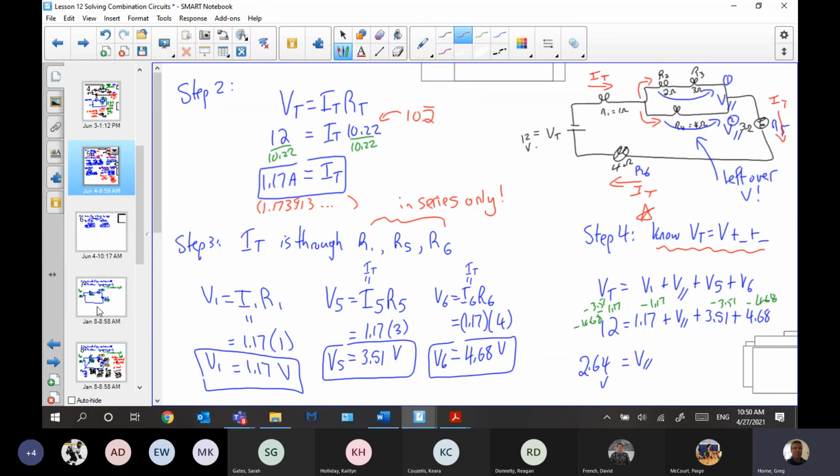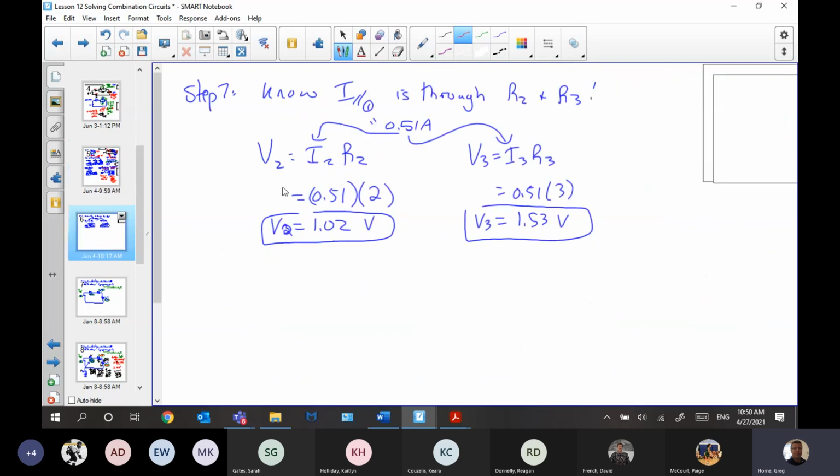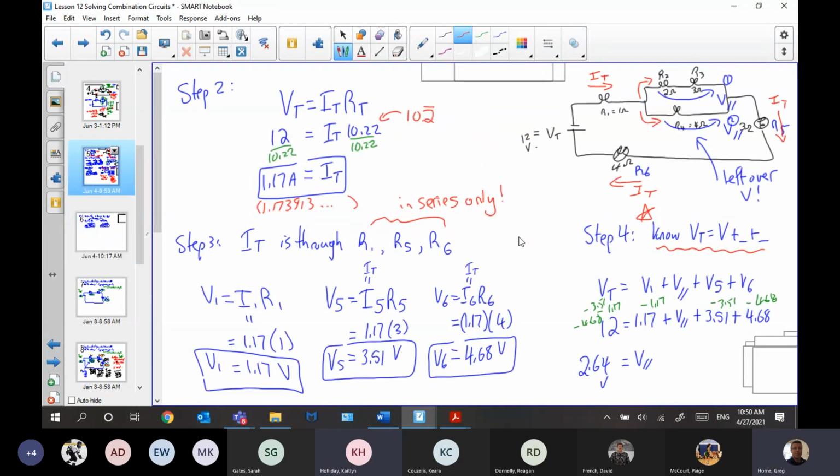And that leads to the calculation on the next page where it's like, oh, so I know the current goes through both of those, and so I can calculate the voltage across each one. Oh, okay, I see that now. Thanks. Oh, yeah, Grace. It's a lot, I know.